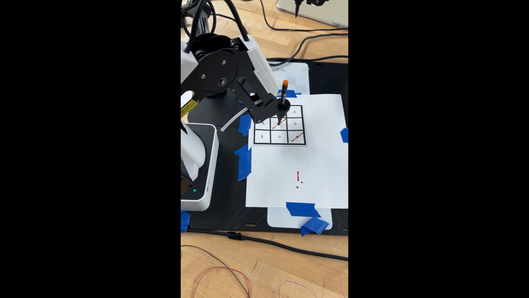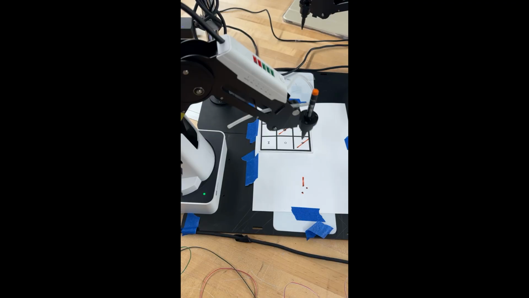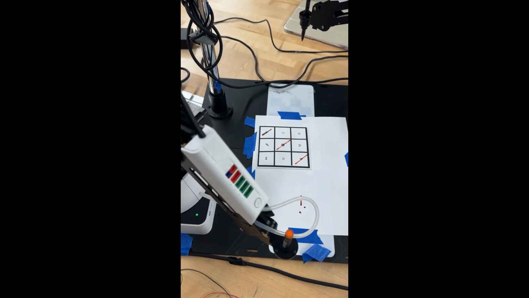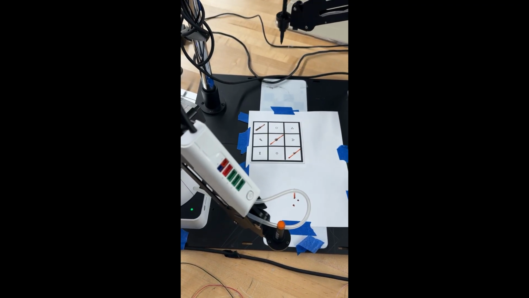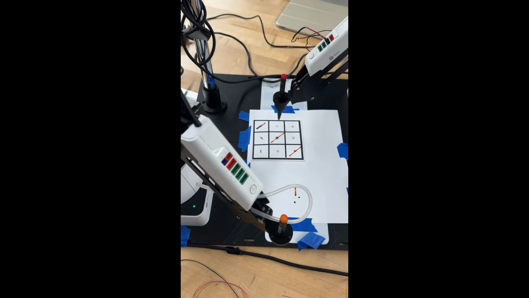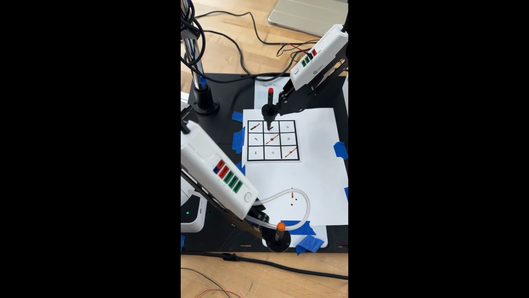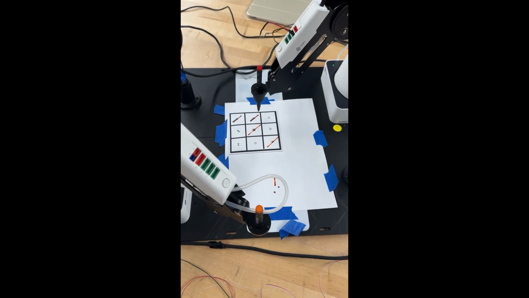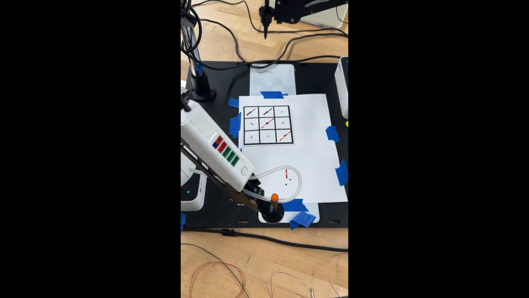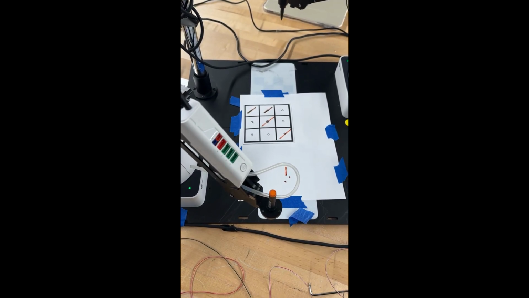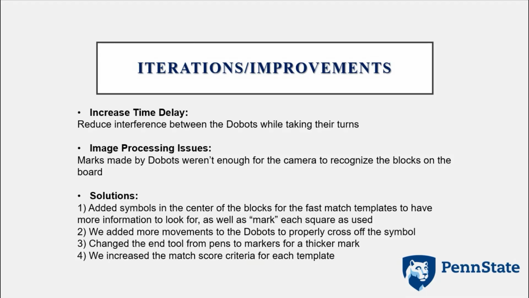During our final project, we had to make a few changes and iterations to our Vision Studio code in order to perfect the actions. Some of these iterations were as follows. First, we tweaked the delay time for the first Dobot to wait for a longer time period. This is so it would not interfere with the second Dobot's actions. Secondly, we were observing that the marks made by the Dobots were not enough for the fast match to recognize the already used blocks on the board.